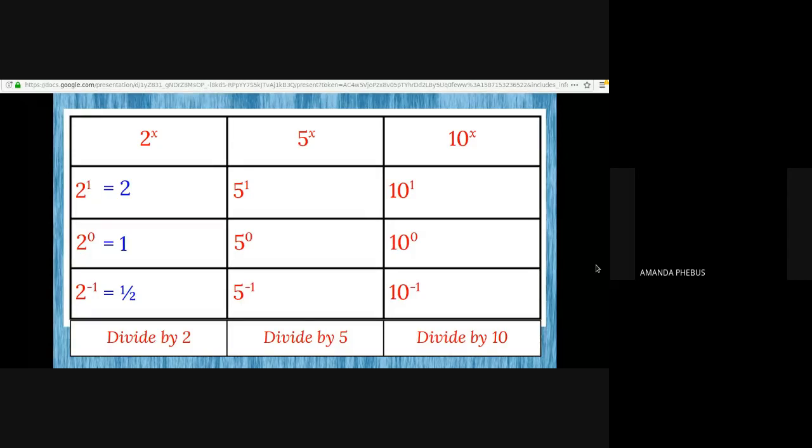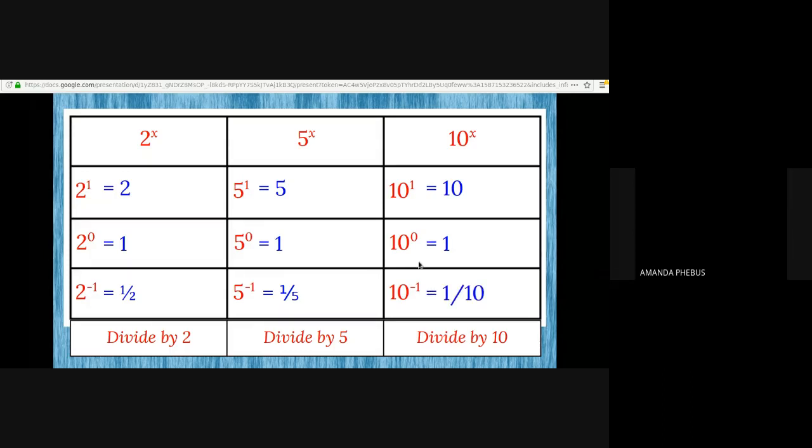Okay, so 5 to the first power is 5. Take that 5, divide it by 5, and we get 1. Divide that 1 by 5, and we get 1/5. So 10 to the first power is 10. Divide that 10 by 10, we get 1. And divide that 1 by 10, and we get 1/10.